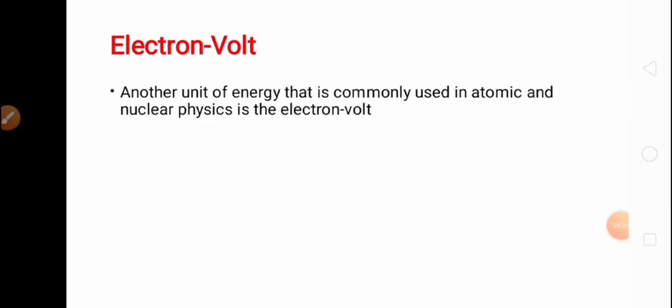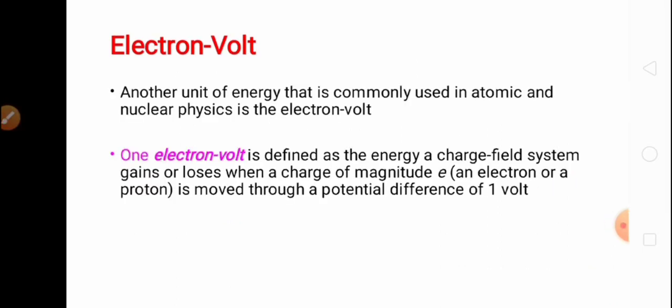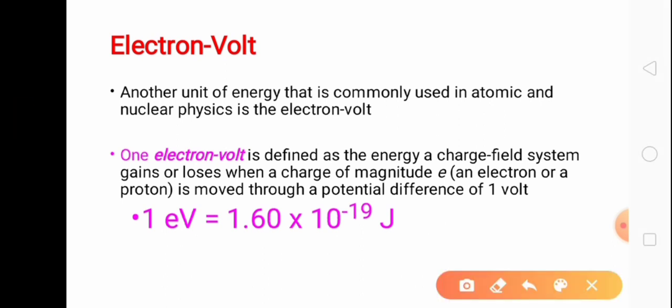Okay. Electron volt is the amount of energy acquired by an electronic charge moving through a potential difference of 1 volt. 1 eV is equal to 1 e into 1 volt, that is equal to 1.6 into 10 to the power minus 19 coulomb into 1 volt, which is equal to 1.6 into 10 to the power minus 19 joule. So 1 electron volt is equal to 1.6 into 10 to the power minus 19 joule. This is the unit of energy in which the energy of an electron can be expressed.